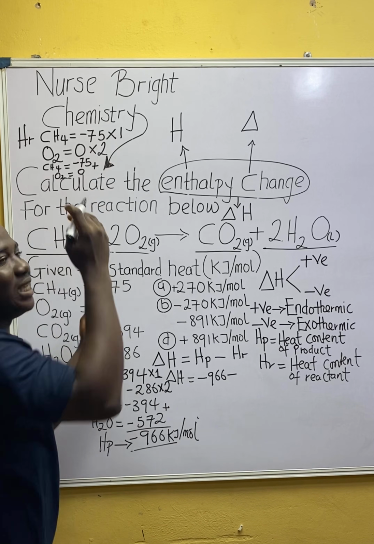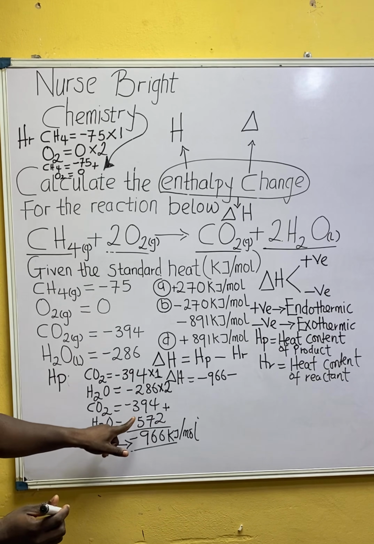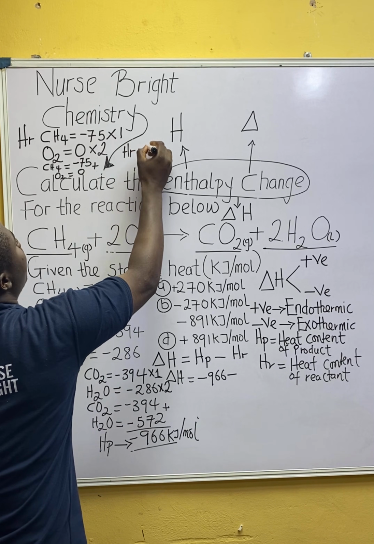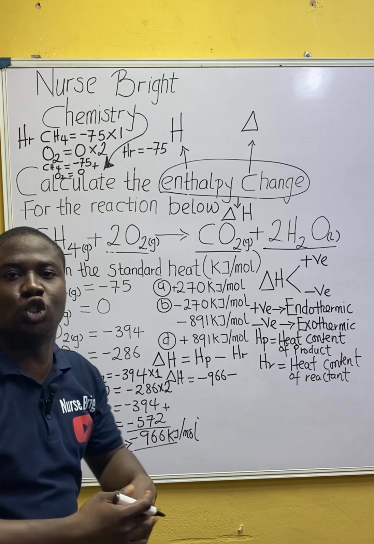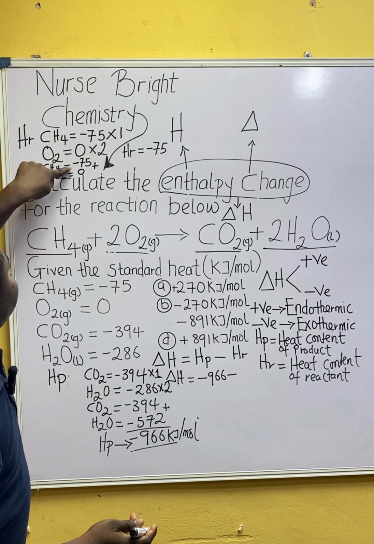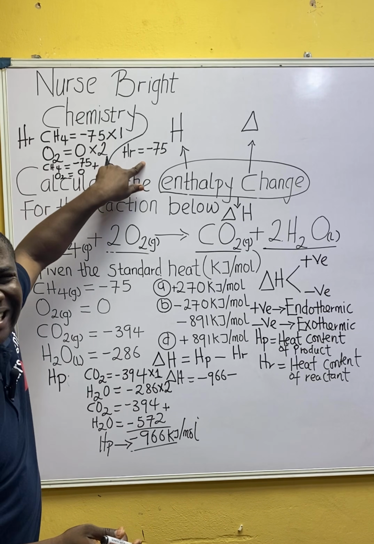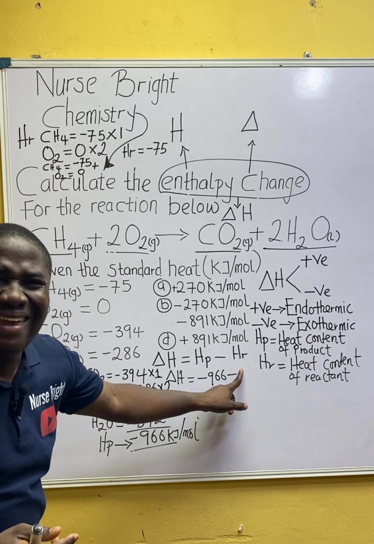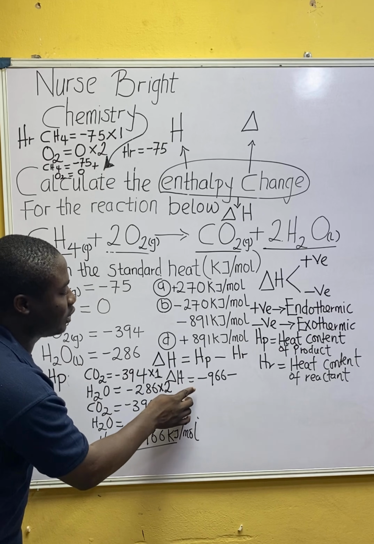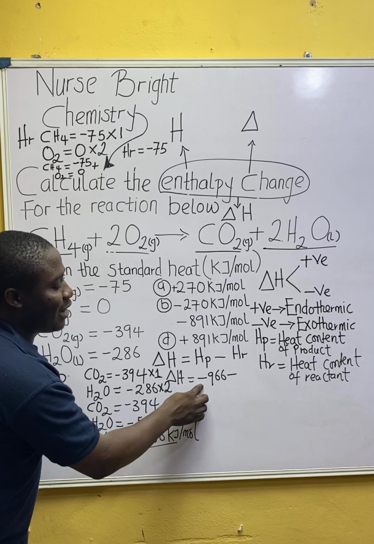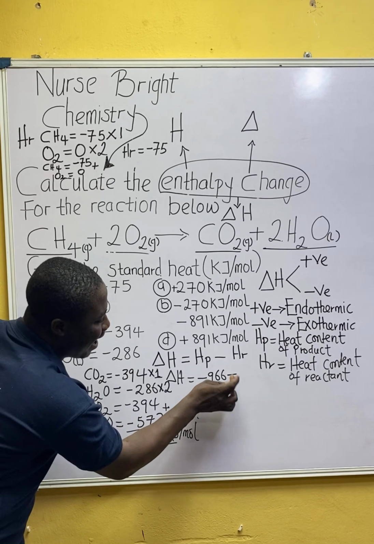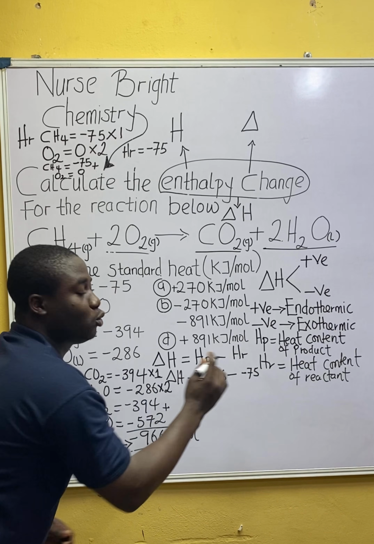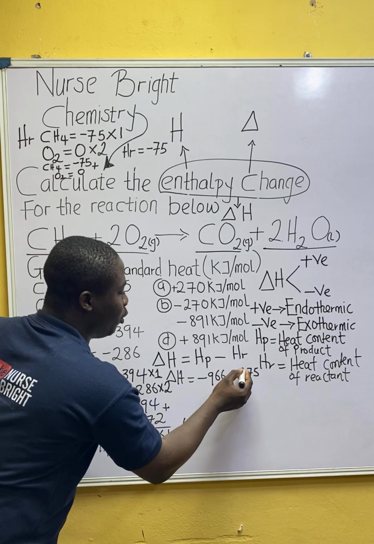So what next do we do? We'll add these values together the way we did it for the products, all right? When we add them together, the total HRO becomes minus 75 kilojoules per mole, because minus 75 plus 0 is the same value. So what then do we do next? We simply bring the value down to the heat of reactant. Remember the formula is what? Minus 966 kilojoules per mole minus this HRO, which we've gotten to be minus 75. But to prevent any problem, I'll put it in a bracket.